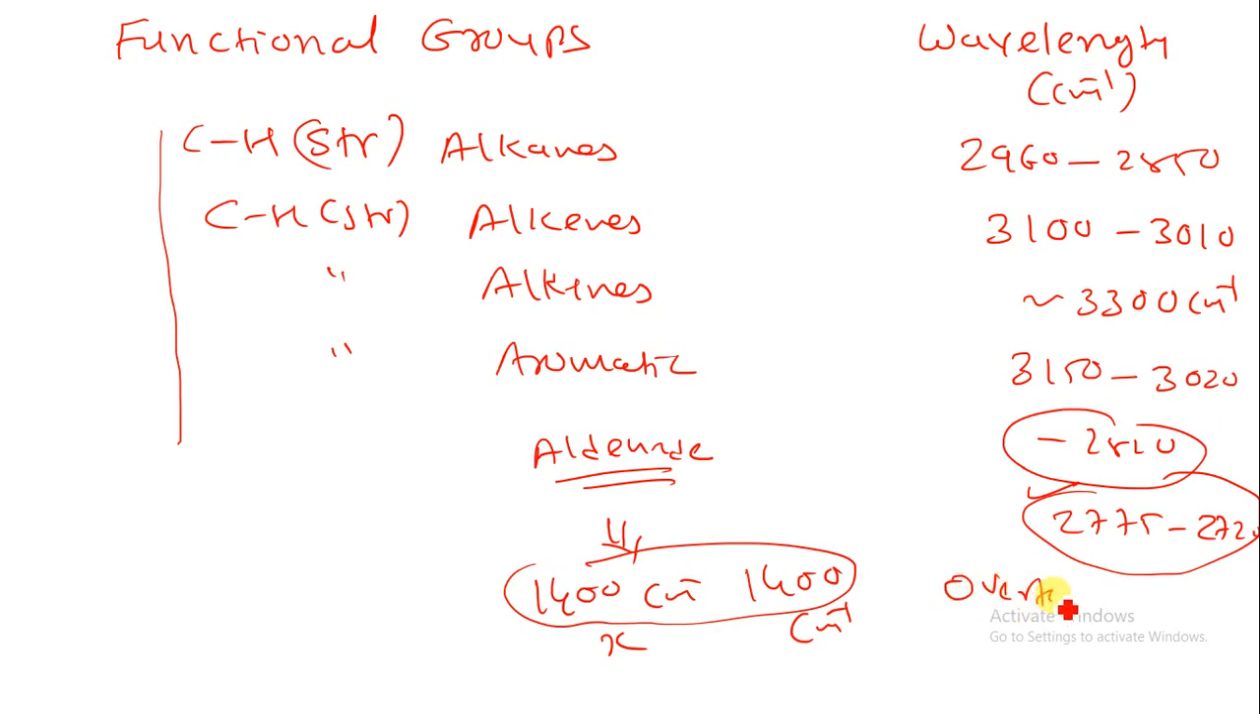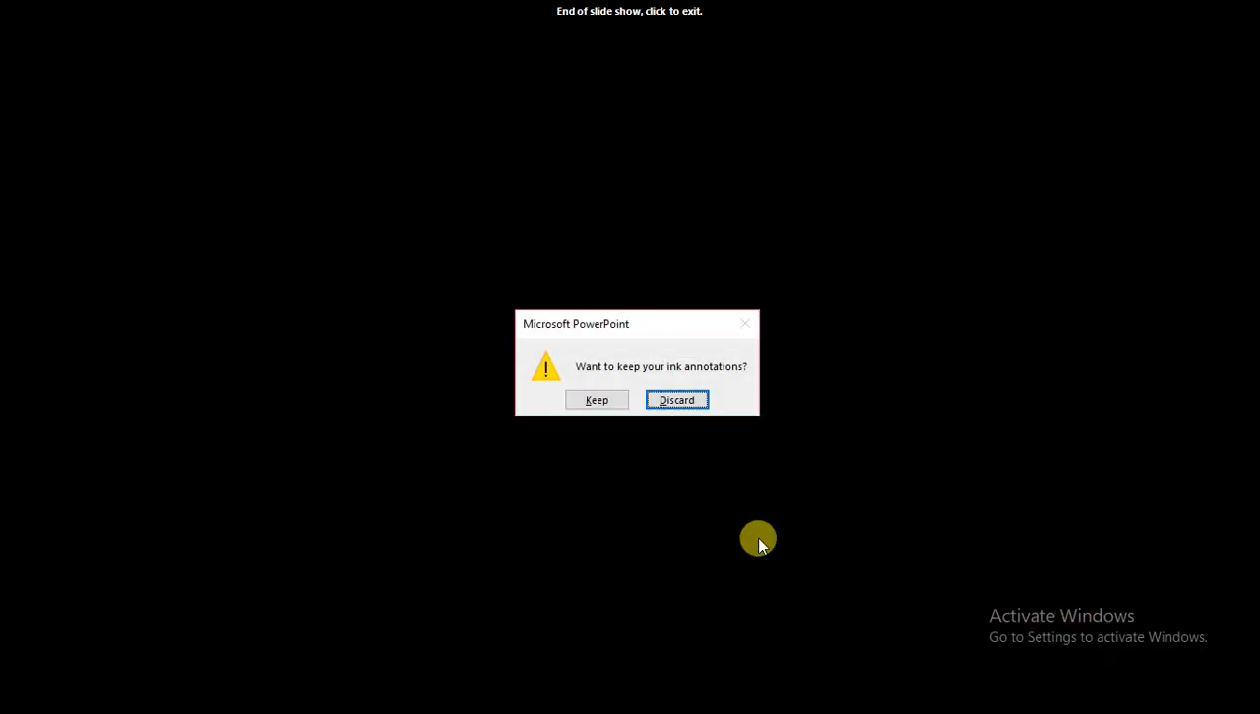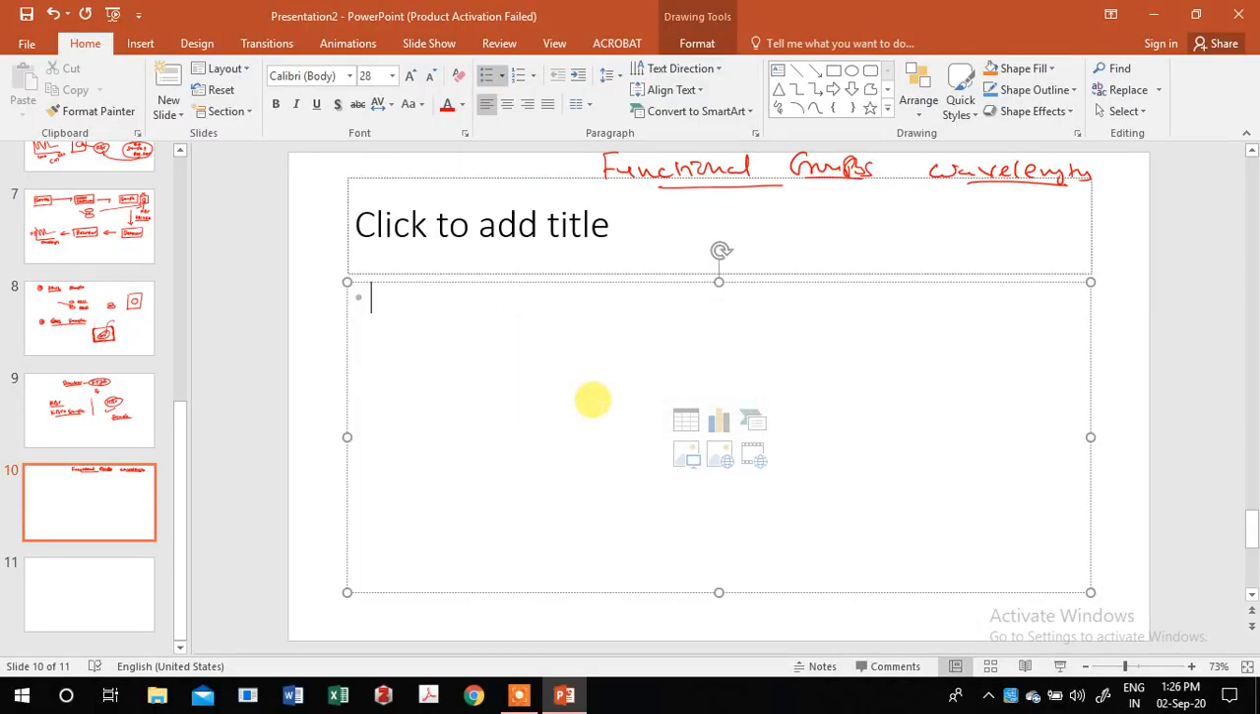I have explained these two terms. First of all, overtone. What is overtone? When a fundamental vibration couples with a fundamental vibration, it is known as overtone. What is Fermi resonance? When a fundamental vibration couples with an overtone, it is known as Fermi resonance. So now let us understand one more example of the frequency, after the aldehyde group.